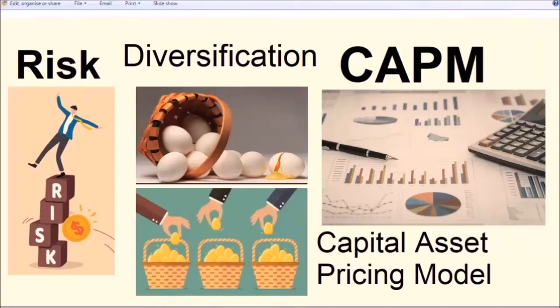In this video, we're going to talk about financial risk, diversification, a way of trying to reduce the risk by not putting all your eggs in one basket, and we're also going to talk about CAPM, or the Capital Asset Pricing Model. Welcome to My Finance Teacher.